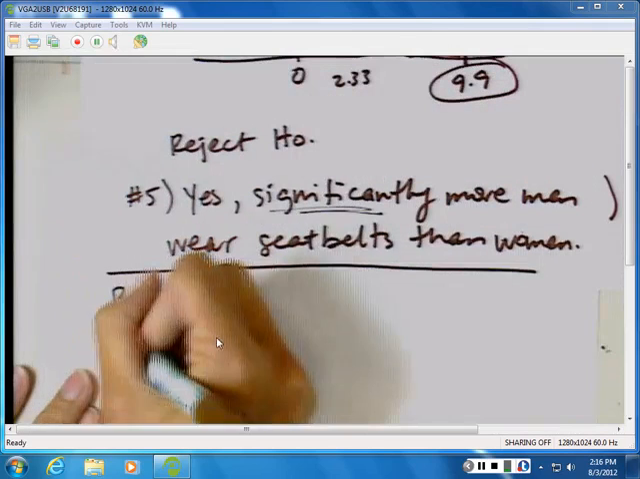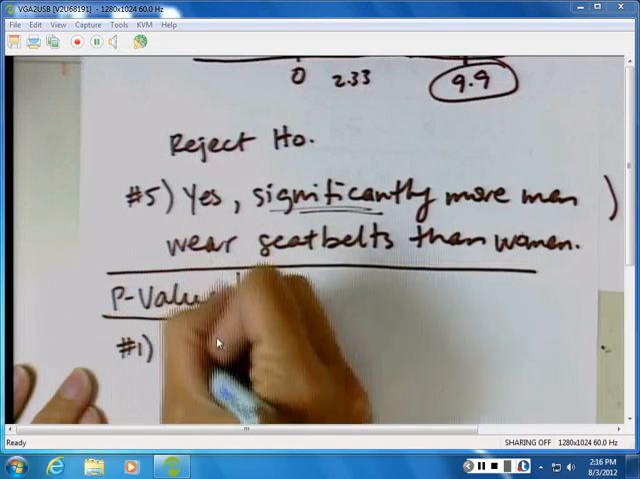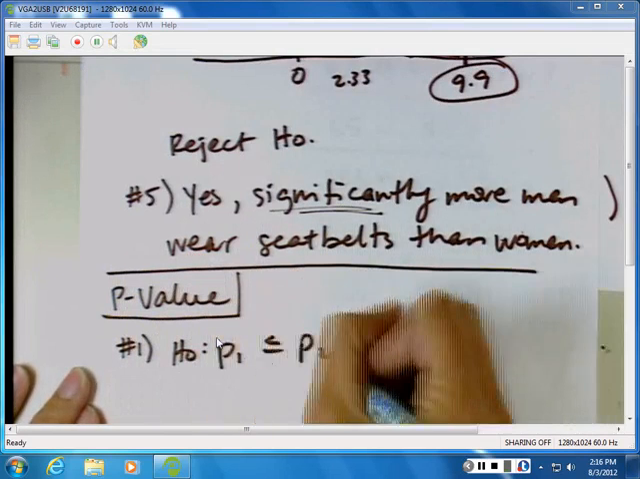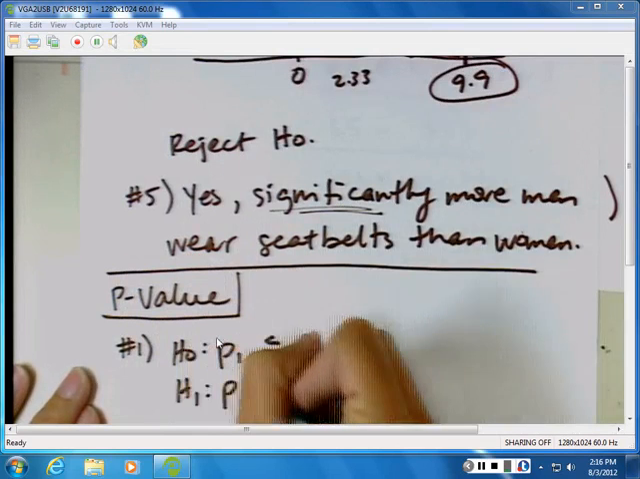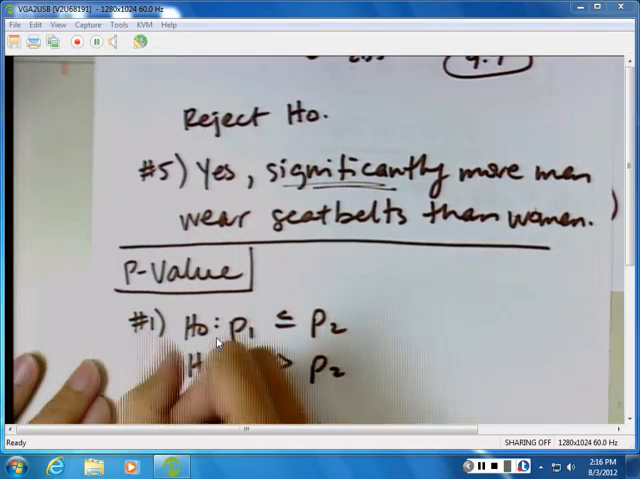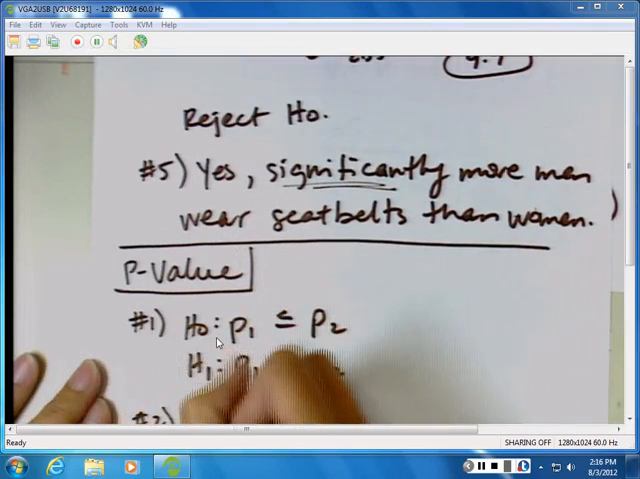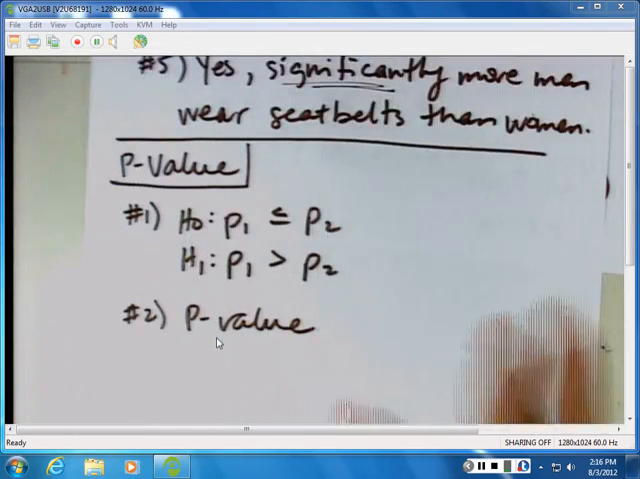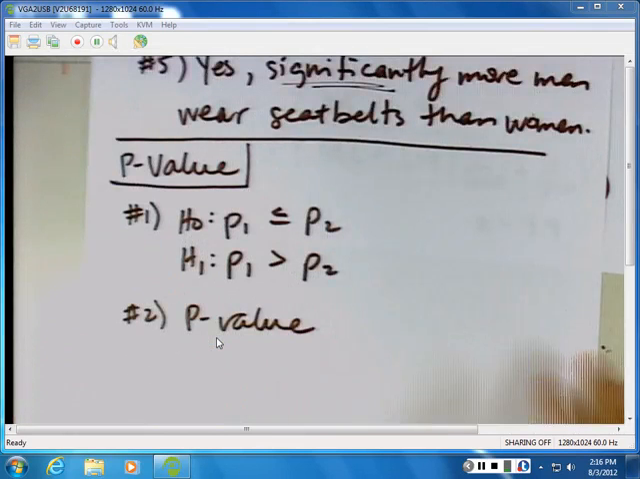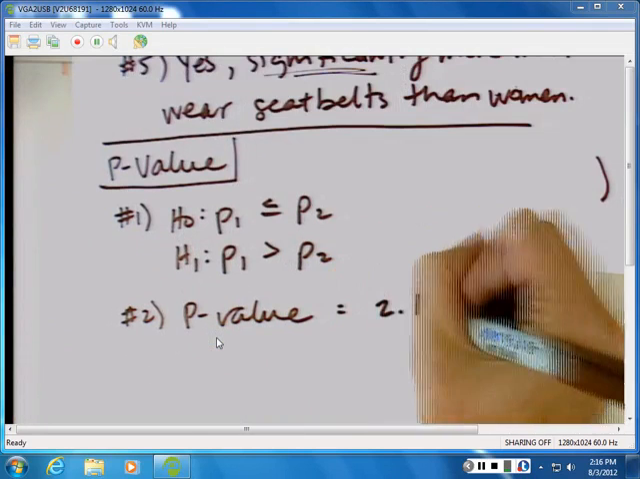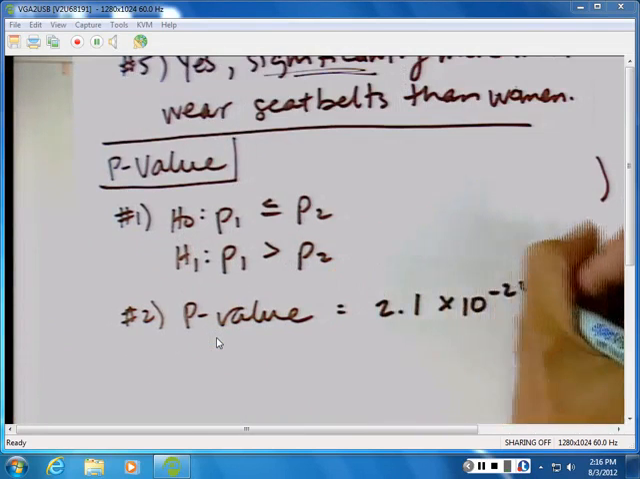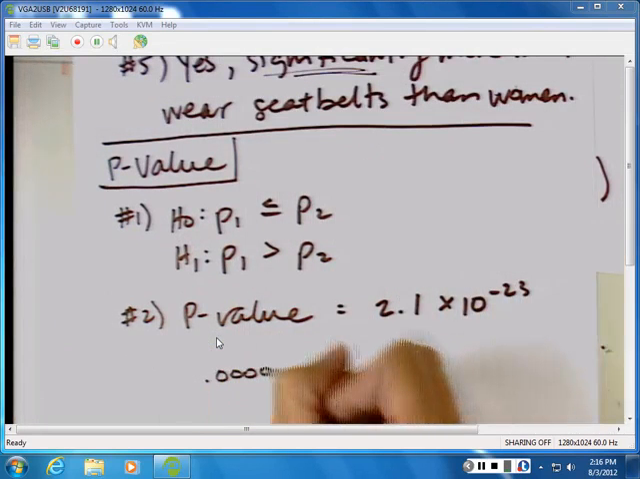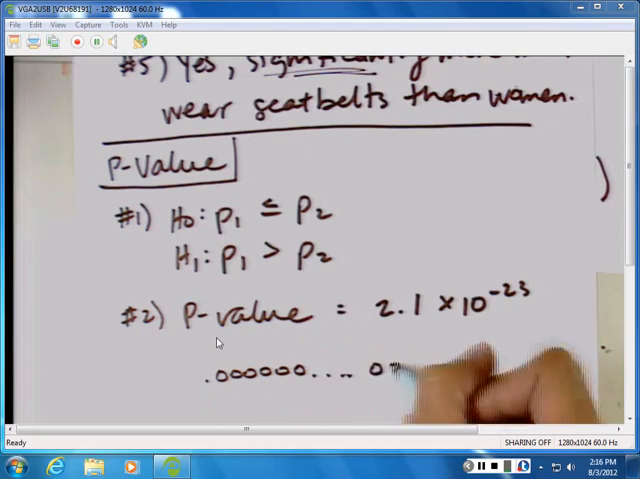For the p-value method, step number 1, still the hypotheses, so no change there. Where were they? Null: P1, no hats or anything, less than or equal to P2. Alternative: P1 greater than P2. Step number 2 is the p-value. I love using the calculator for p-value methods because it just gives it to me. The p-value is 2.1 times 10 to the negative 23. Do you know how little that is? That would be 0.1, 2, 3, 4, 5, 6, 22 of those zeros before we hit that 2 and then a 1.